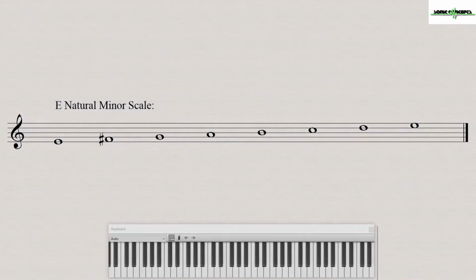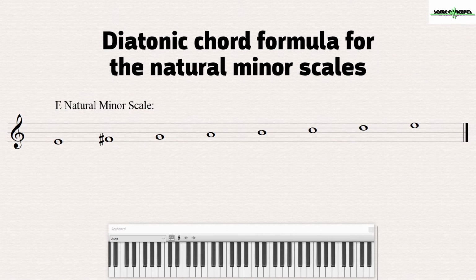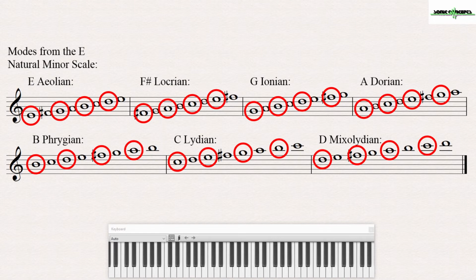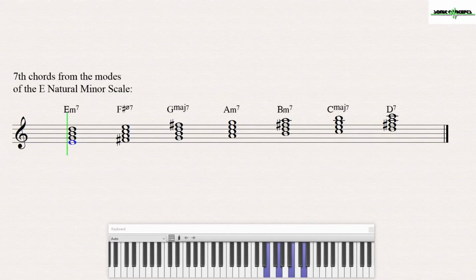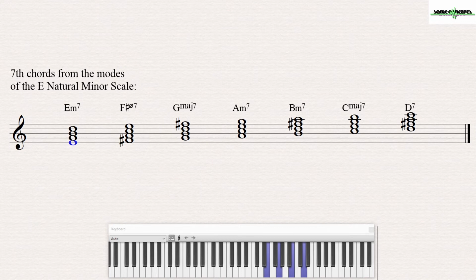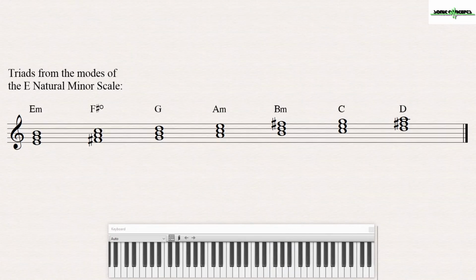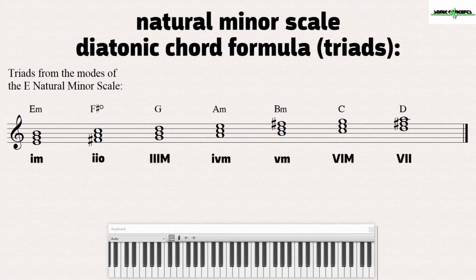We can also discover the diatonic chord formula for the natural minor scales. Take a look at the modes from the E natural minor scale. If we skip every other note in each mode like we did for the major scale, we create these chords. Taking note of the unique chord qualities of each chord built on each scale degree, we can create a diatonic chord formula for the natural minor scale using Roman numerals. If we delete the seventh of each chord in the prior example, we arrive at this formula for the diatonic triads derived from the natural minor scale.